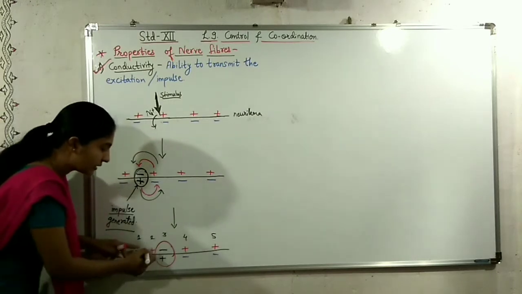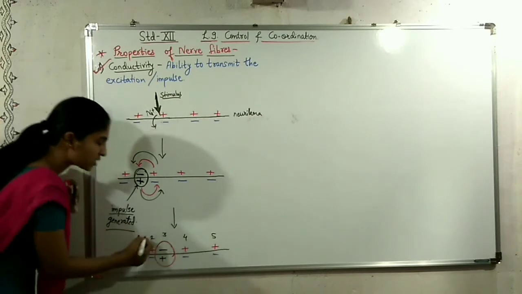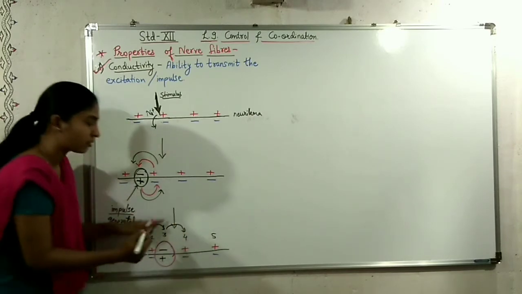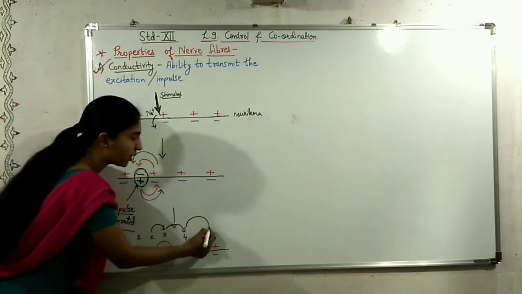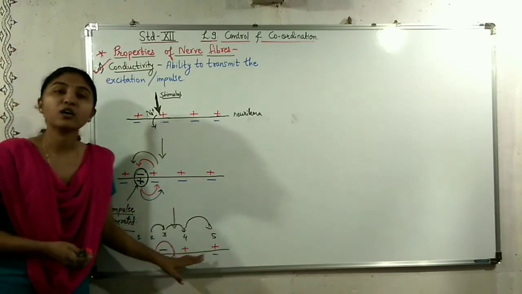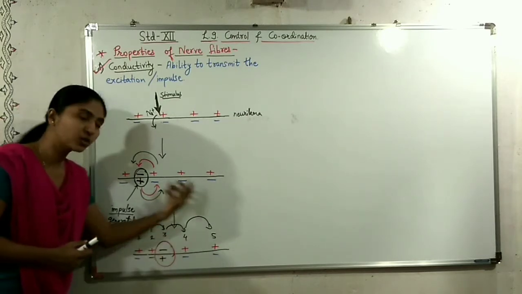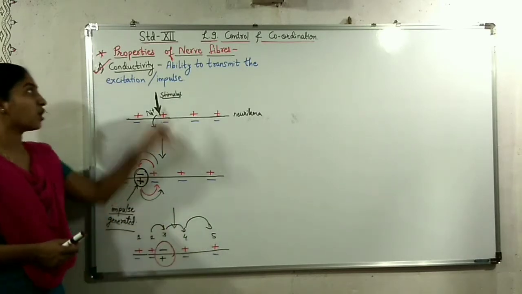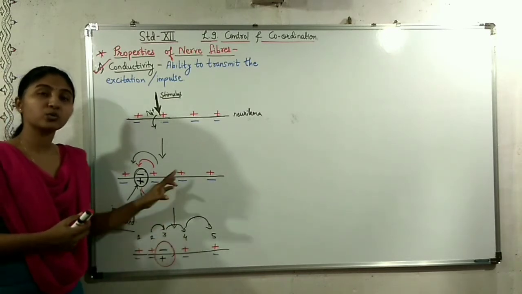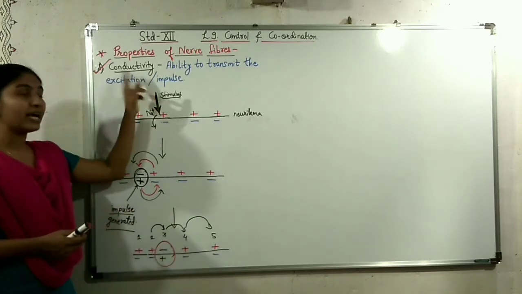This impulse which was generated on the second point has been transmitted to the third point. From the third point it will be transferred to the fourth point, and from the fourth point to the fifth point. This ability or property of the impulse of moving from one point to another point is called conductivity.